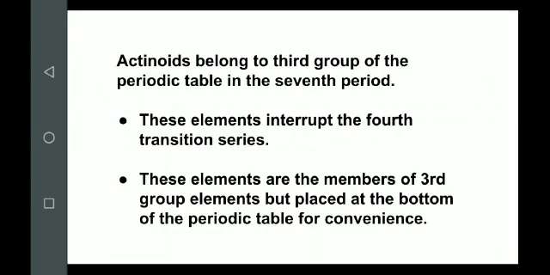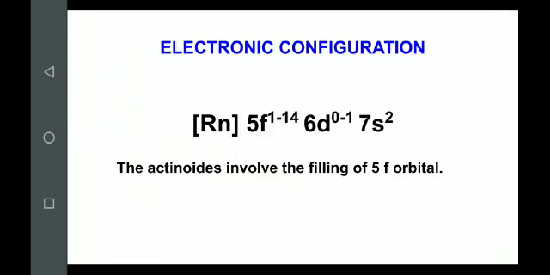As we know that these are inner transition elements following actinium, that is why they are known as actinoids. Due to their resemblance with the element actinium, all these 14 elements are together termed as actinoids. The general electronic configuration of actinoid is represented by radon 5f 1 to 14, 6d 0 or 1, 7s2.